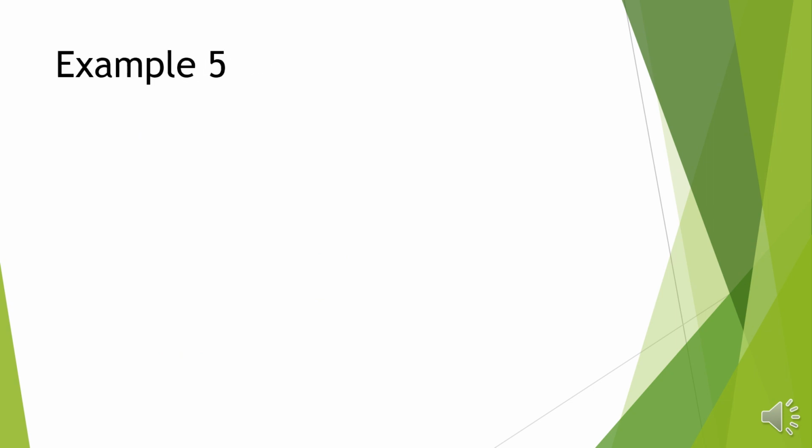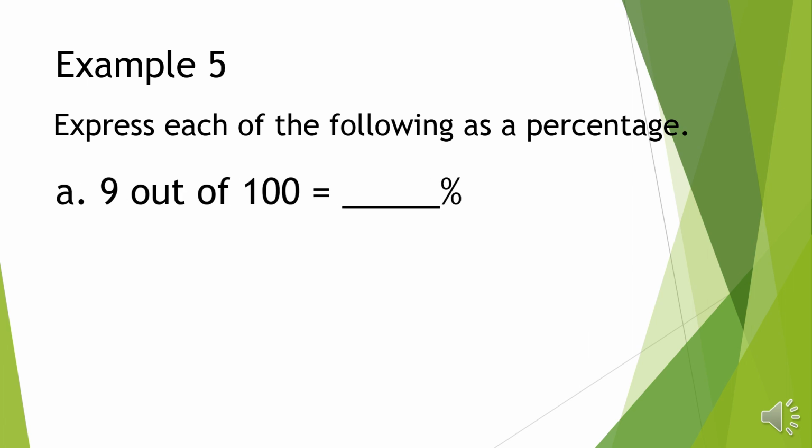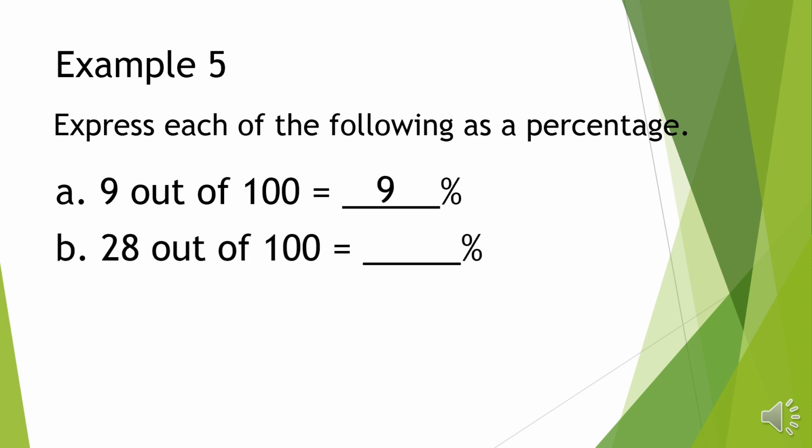So let's have now example number 5. Express each of the following as a percentage. So let's have letter A. So 9 out of 100 is equivalent to what? If your answer is 9%, so you're correct. Letter B. 28 out of 100 is equivalent to what? So if your answer is 28%, you're absolutely correct. Very good.